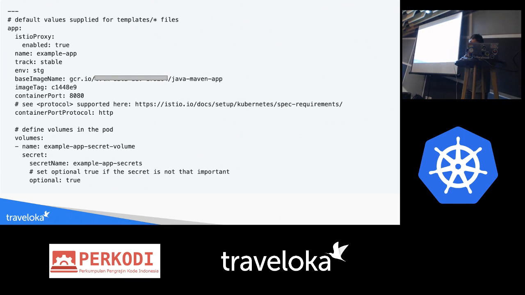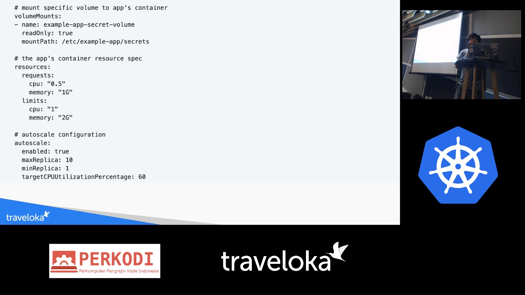So this one is the application Helm chart. As you can see here, we have the name of the application, and then we have tracks, stable, and then the environment, and we have the base image, which will be rewritten by Jenkins when we run the CI/CD, and also the image tag, container port, and then we can also say what protocol we are using, whether it's HTTP or gRPC. And then we also define the volume. If we have a secret, we can also define the secret name and so on. And then we also have volume mount, the name, whether it's read only or not, the mount path.